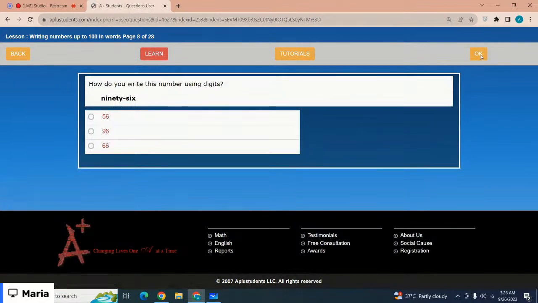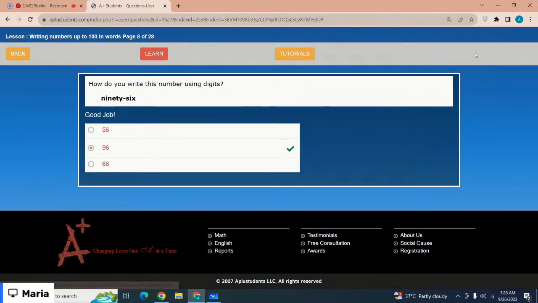How do you write this number using digits? 96, which is the correct option? The correct option is the second one, right? 96. 6 is at the ones position and 9 is at the tens.